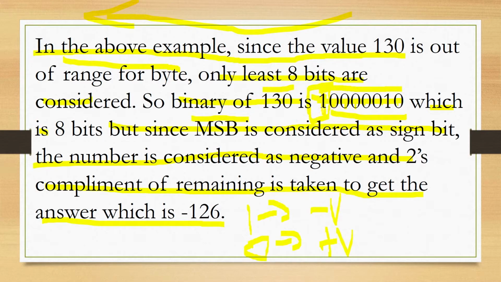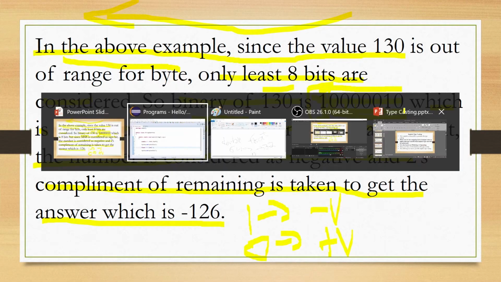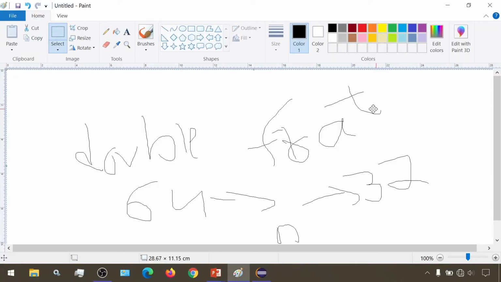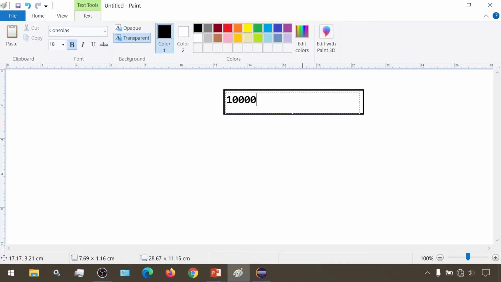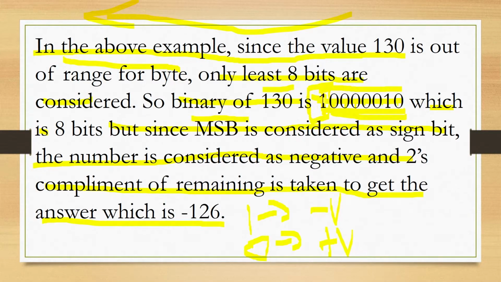So now for this sequence here, what will happen is, the binary of 130 is 1 and then 1, 2, 3, 4, 5 zeros.